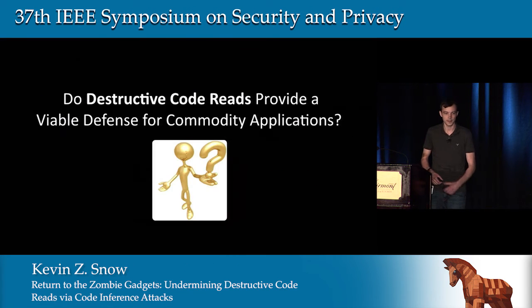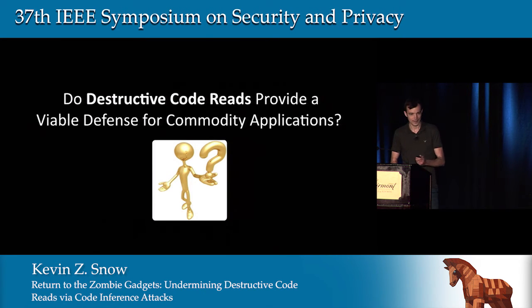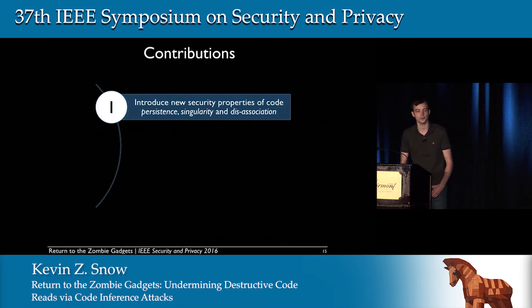So that was that. But then we actually had a whole new perspective on this mitigation after seeing someone else's instantiation of it. We thought about this now from a completely adversarial point of view. And so now we changed our question to, do destructive code reads actually provide a viable defense for commodity applications? Thinking about it in this new way, we actually thought of 3 implicit assumptions that we had made in our work and the other guys had made in their work that was never thought of in designing the mitigation, that was never discussed in either of the papers.